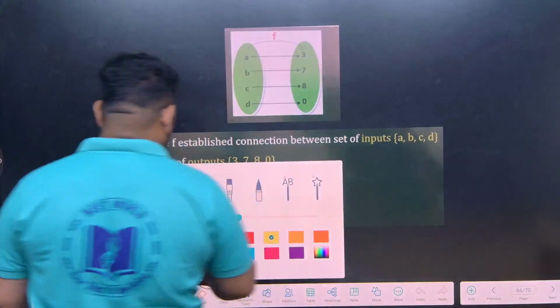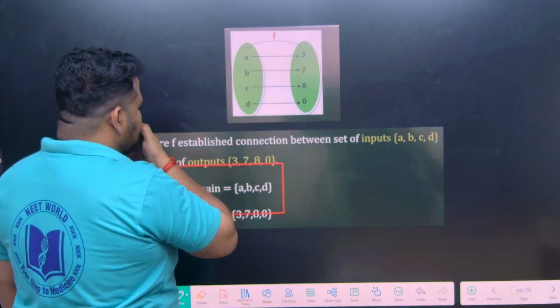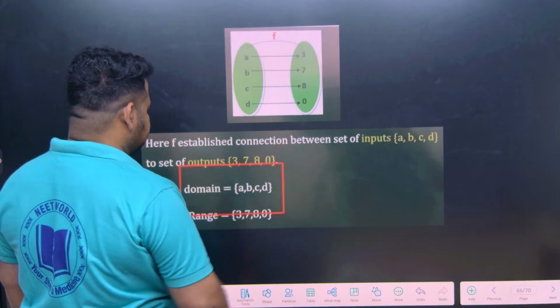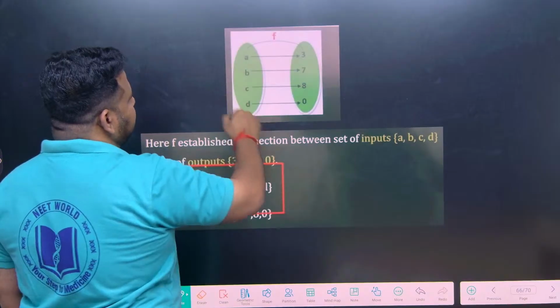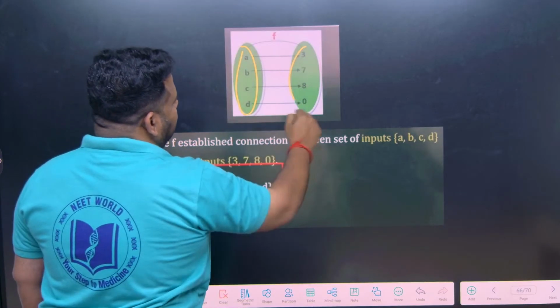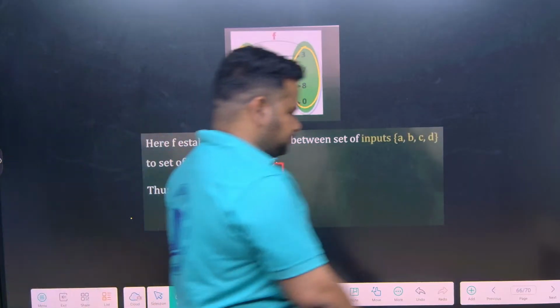Observe here carefully. In this function, a connection is established from the set of inputs A, B, C, D to the set of outputs 3, 7, 8, 0. Here the domain is everything that is there in this set. This set is the domain. This is the input. Output is this. That is the range. Okay, we have already discussed this concept.